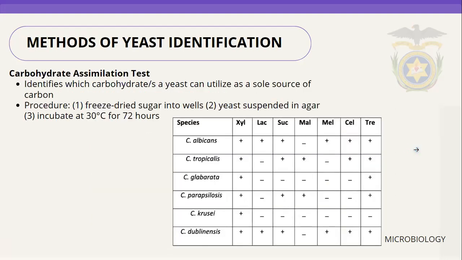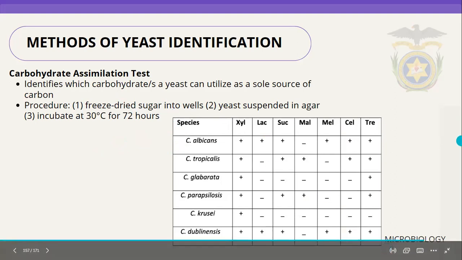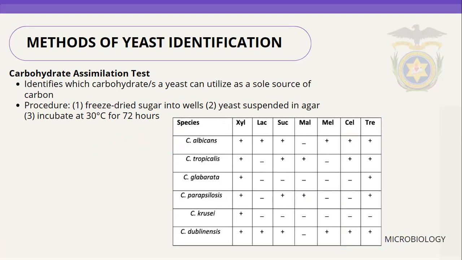So now let's move on to the carbohydrate assimilation test. This test identifies which carbohydrate or carbohydrates a yeast can utilize as a sole source of carbon. For this test, the procedure is freeze-dried sugar in wells, and we add the yeast suspended in agar, and we incubate it at 30 degrees Celsius for 72 hours. I made a table there, guys, so just familiarize yourself with the different Candida species and what carbohydrates they can assimilate.